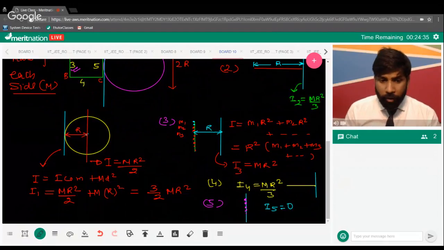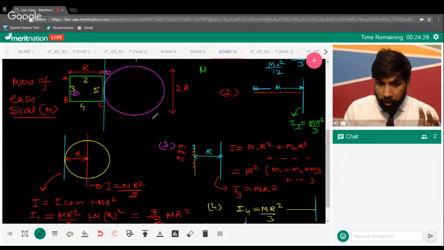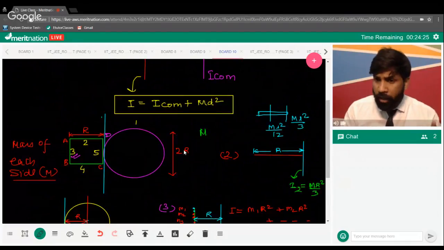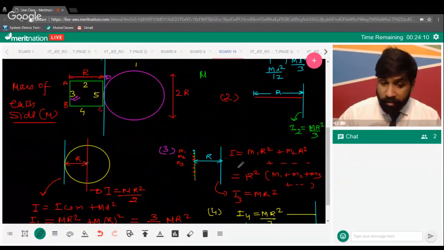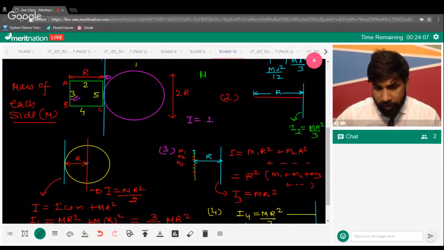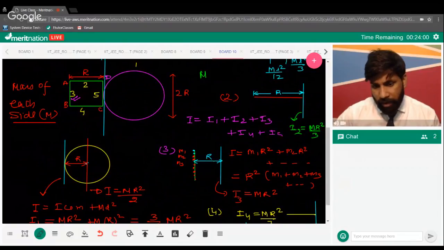So now we have calculated I1, I2, I3, I4, and I5. If we talk about the moment of inertia of this entire arrangement, simply I is equal to I1 plus I2 plus I3 plus I4 plus I5, and that will give you the moment of inertia of this entire arrangement. I gave you the concept of the parallel axis theorem here so that we can use this theorem in our first example. Finally, after adding I1 plus I2 plus I3 plus I4 plus I5, we'll get the final answer.